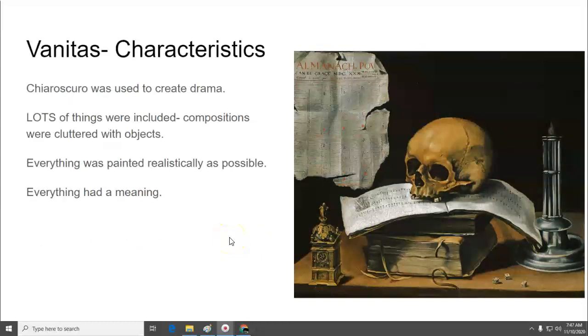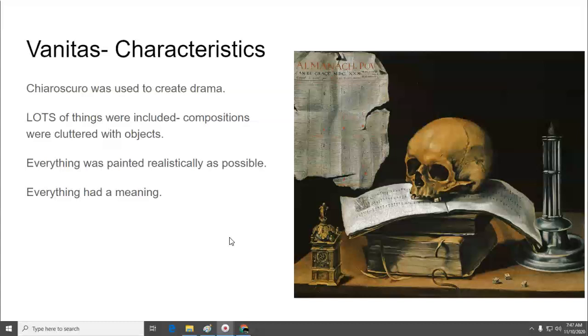So the characteristics of a Vanitas: they all use chiaroscuro to create drama because these are very dramatic paintings. Lots of things were included. The one here on the example for this page is one of the simpler ones. Usually they're really cluttered, with lots of different objects. Everything was as realistic as possible, as real as the artist could make it look, and everything had a meaning.